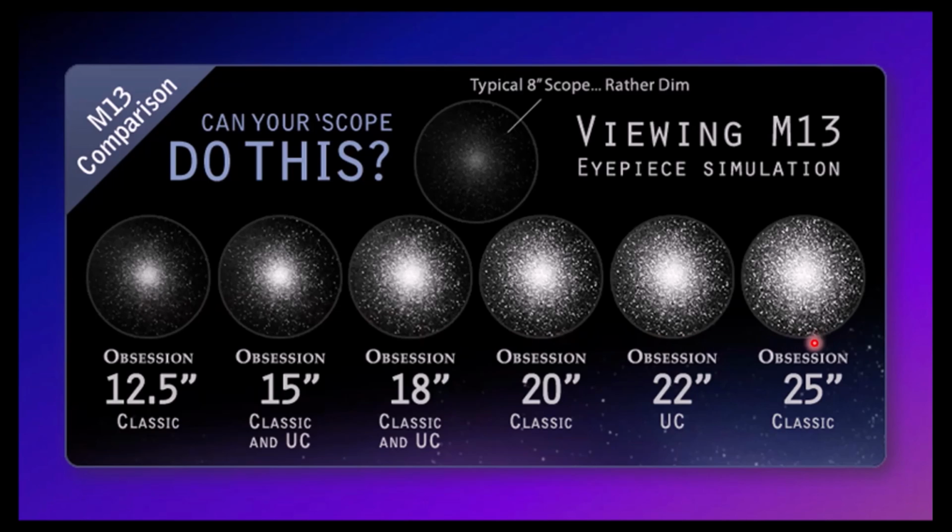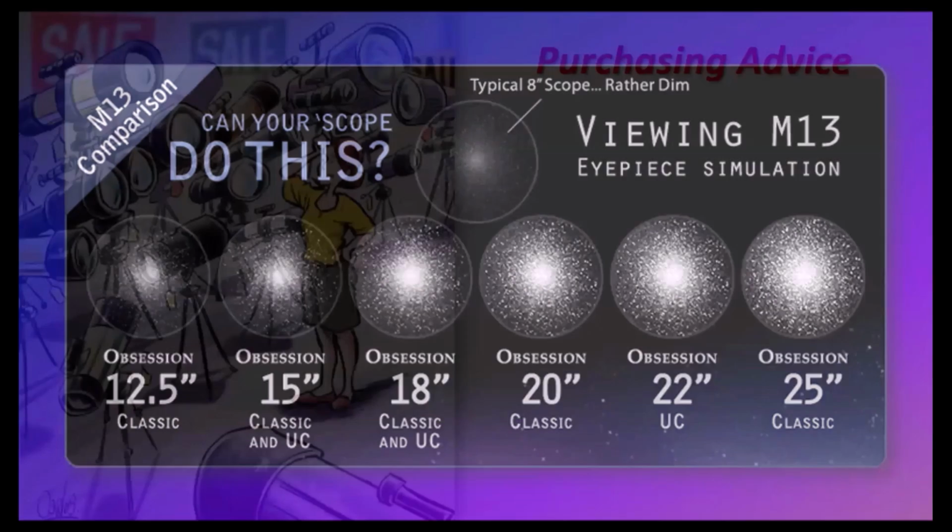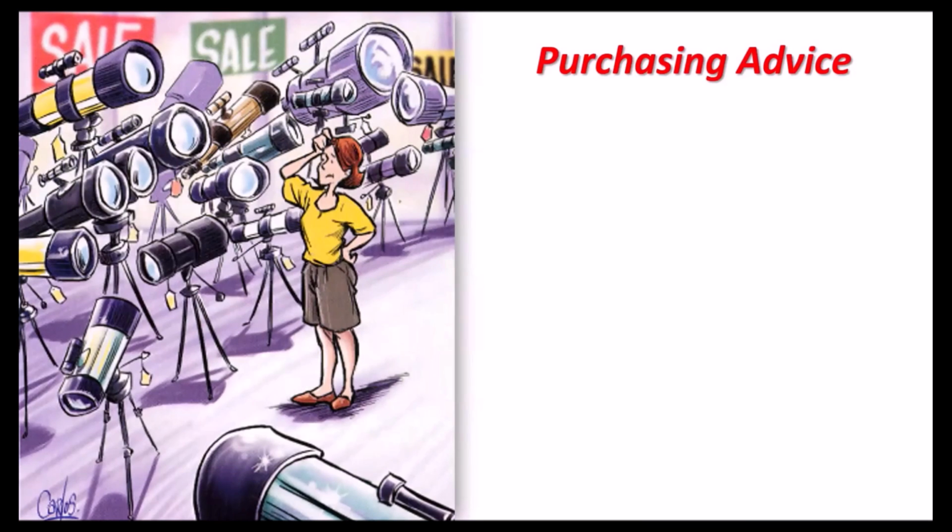And that's very clear in this graphic from Obsession Telescopes. So yeah, an 8-inch telescope will kind of give a view of a globular cluster like M13 like this, but the larger the aperture, the brighter and sharper things become. But there's pocketbook and just practical portability requirements. So here is some purchasing advice.